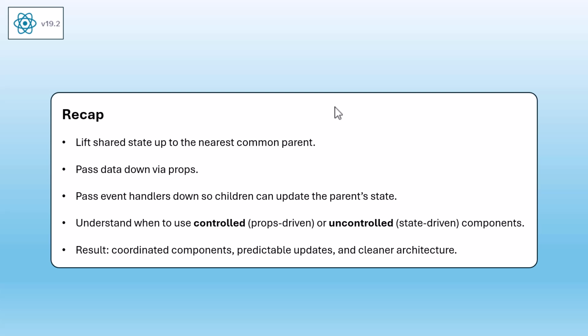5. Recap. Let's summarize the key ideas from this lesson. When you need two components to coordinate their behavior, lift their shared state up to their closest common parent. The parent then passes the necessary data down through props. The parent also passes event handlers down so the children can request changes to that shared state. Controlled components rely on props and give the parent full control, while uncontrolled components manage their own state internally. By applying these principles, you'll create React applications that are consistent, predictable, and easy to maintain, because each piece of state will always have a single, clear source of truth.